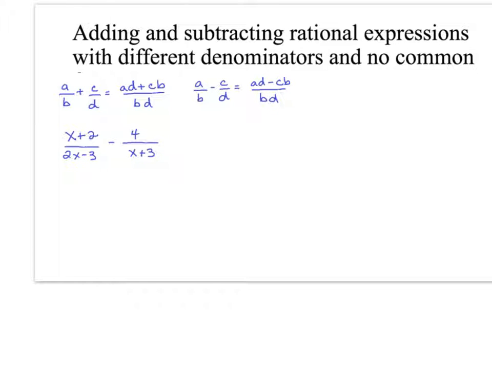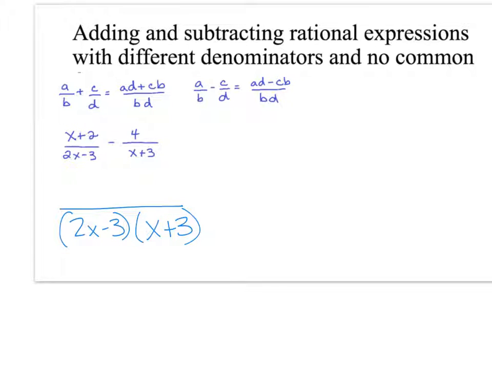What that does is it provides you with a denominator that's common to both, just like you do when you're working with two fractions that have different denominators. If you multiply the denominators together, then you're going to get a common denominator. So first of all, we're going to take the denominators from the bottom and multiply them together to make one denominator. So that's going to be 2x minus 3 multiplied by x plus 3.